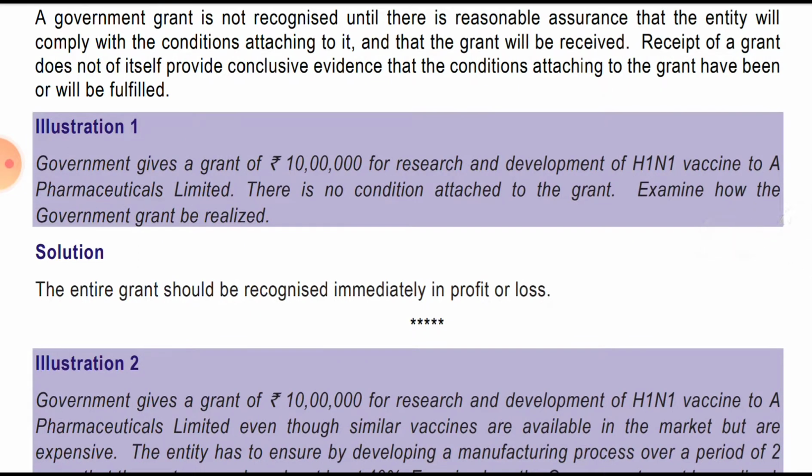Government gives a grant of 10 lakh rupees for the research and development of H1N1 vaccine to A Pharmaceutical Limited. There is no condition attached to the grant. Examine how the government grant should be realized. So if there is no condition attached, it will be directly credited to the profit and loss account.